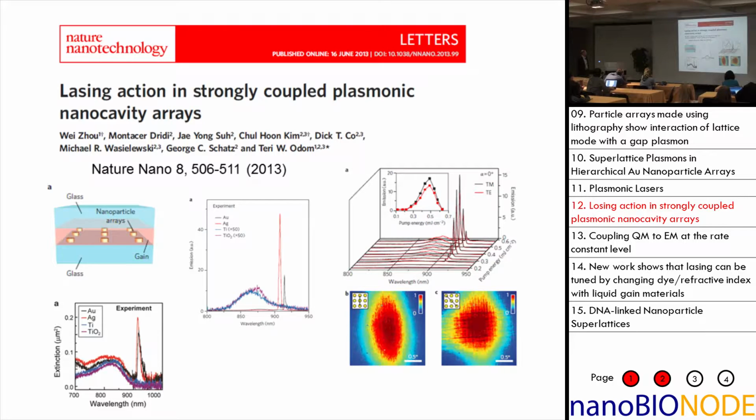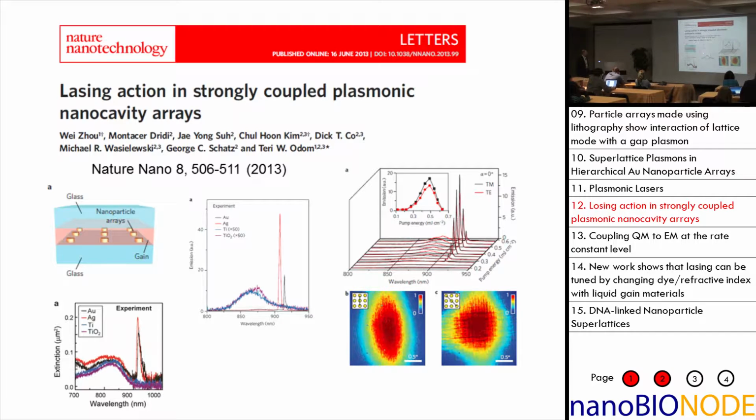All right, so the Terry version of this story is to go back to these arrays of particles that I was just showing you a second ago, and then put laser dyes, essentially coating the whole system with laser dyes, and then again optically pumping the system. So they made these structures out of silver and gold, which are plasmonic, and also out of titanium and TiO2, which are not plasmonic. This is just the extinction spectrum without laser dye, and sure enough, you see these lattice plasmon modes for gold and silver, and not for the other two.